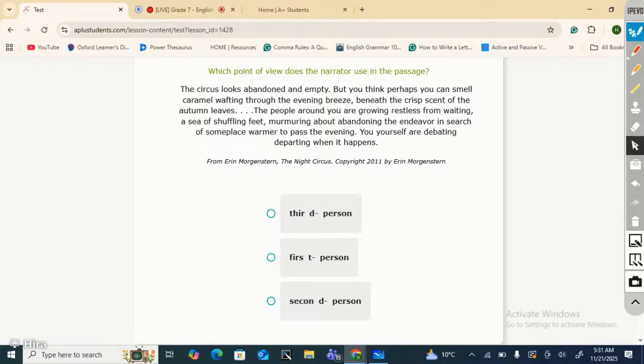Okay, so as you can see, the second person pronouns, you, yourself, are used. So obviously, it's the second person point of view.